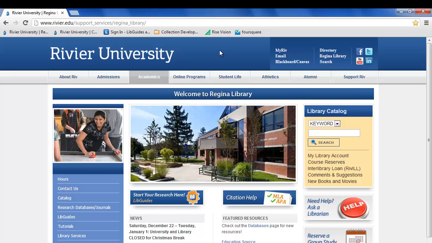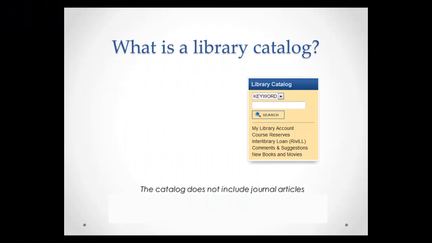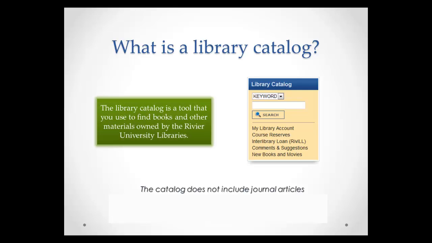There are many resources available to online students through the library homepage. The main resources are the catalog, the research databases, the LibGuides, and the library tutorials. You use the library catalog to find ebooks, movies, and other items owned by the Rivier University libraries.